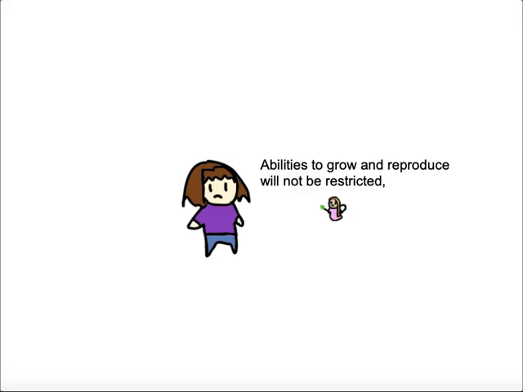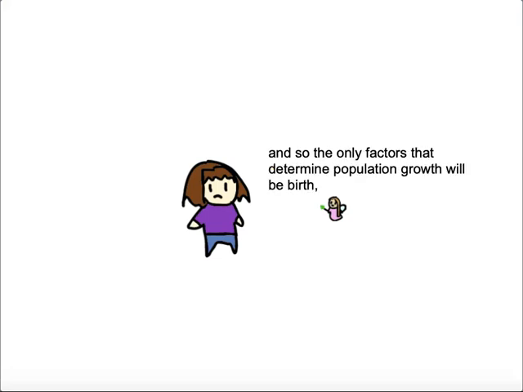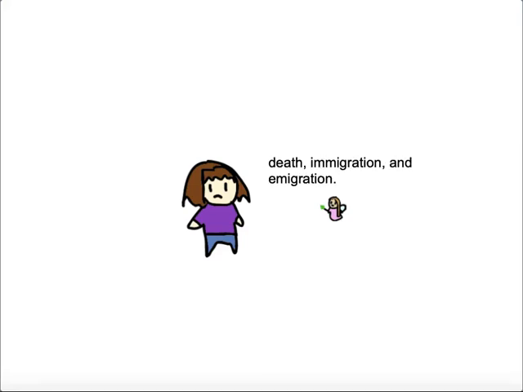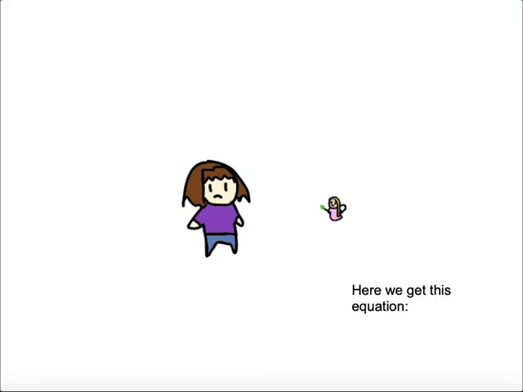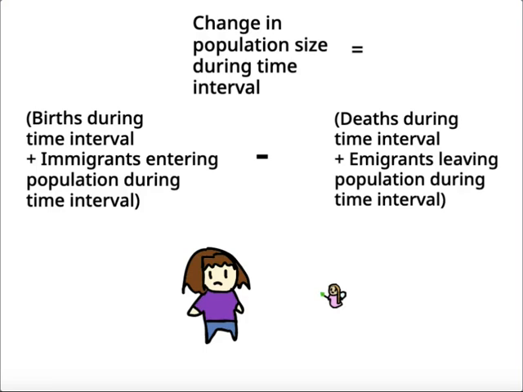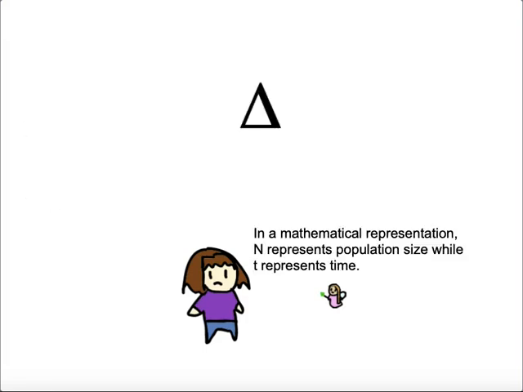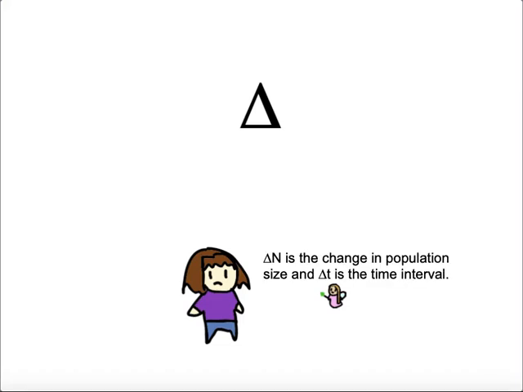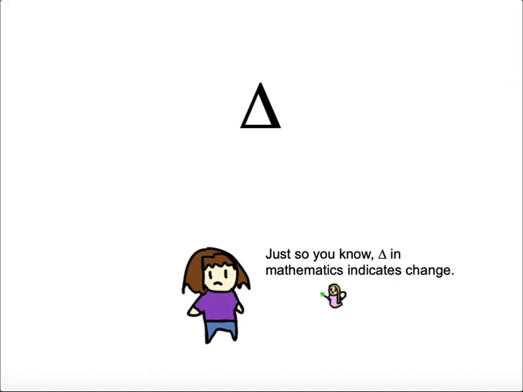Abilities to grow and reproduce will not be restricted, and so the only factors that determine population growth will be birth, death, immigration, and emigration. Here we get this equation. In a mathematical representation, n represents population size while t represents time. Delta n is the change in population size and delta t is the time interval. Just so you know, delta in mathematics indicates change.